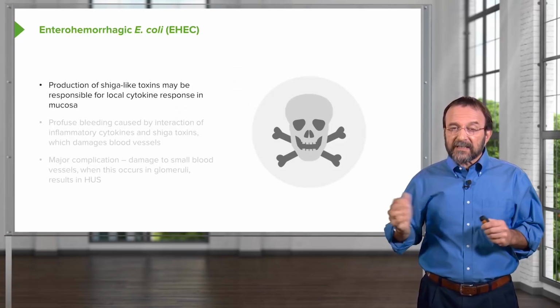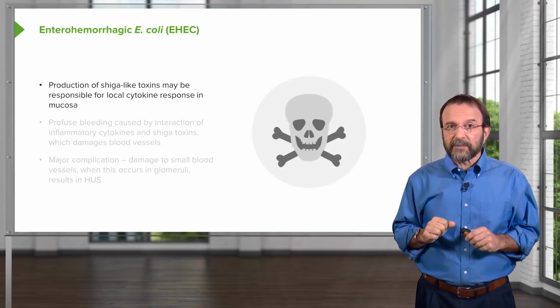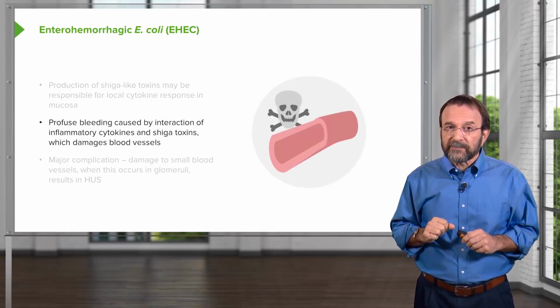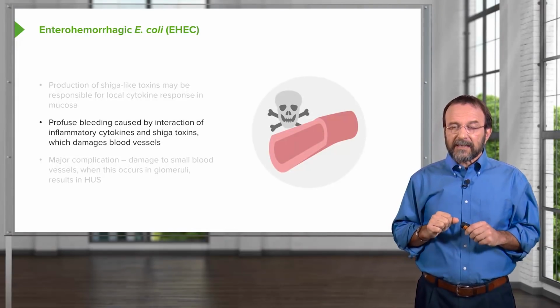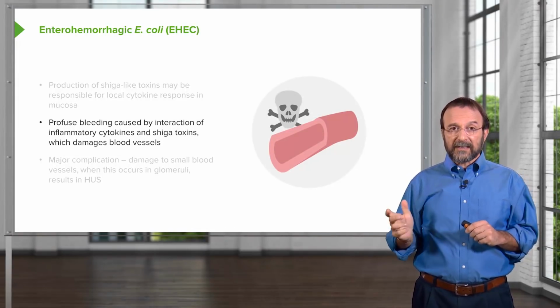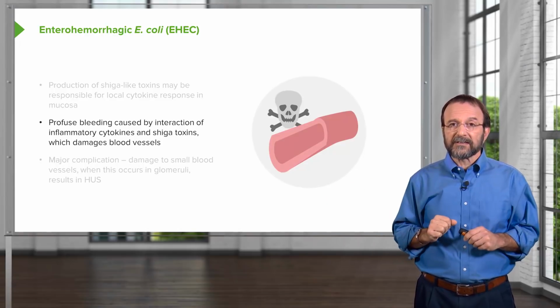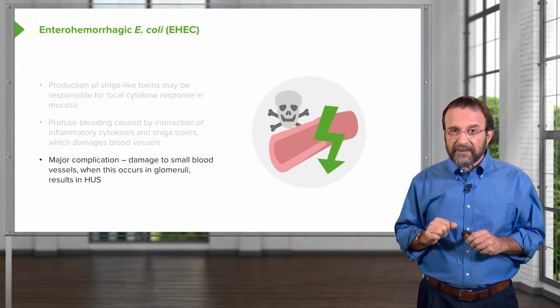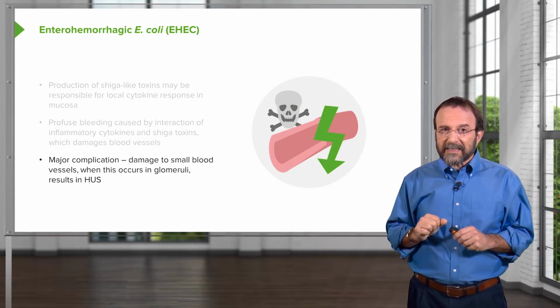The production of a Shiga-like toxin, if it's present, may be responsible for a cytokine response in the mucosa. You can get profuse bleeding, and this is caused by interaction of the cytokines that we produce with the Shiga toxins, which damages the blood vessel. And a major complication, as I mentioned, is this hemolytic uremic syndrome.